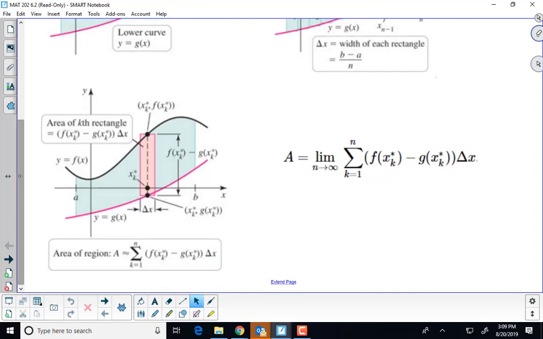Okay, so we pick a random point. We get a height for a rectangle. Now we've got the rectangle. The height of the rectangle is the upper function minus the lower function. So that gives us the height. We now have the width. We multiply the two together to get the area of the rectangle. So the height of the rectangle is f minus g. The width of the rectangle is delta x. Multiply that together, we get the area of the rectangle. Now we add all the rectangles together. That gives us an approximation for the area between the two curves.